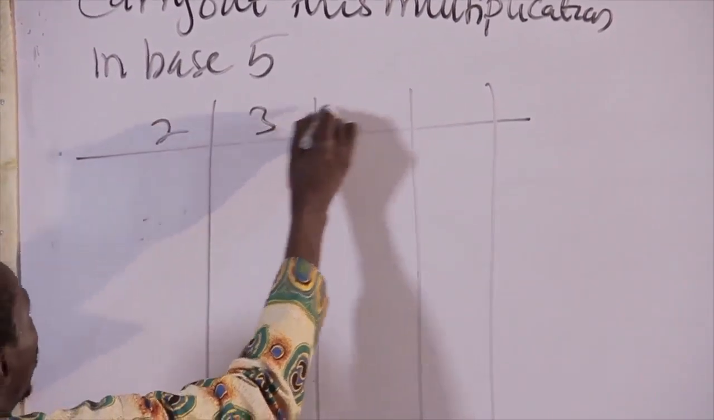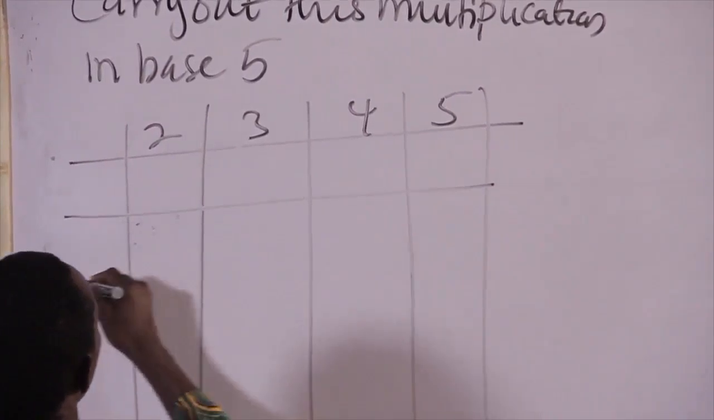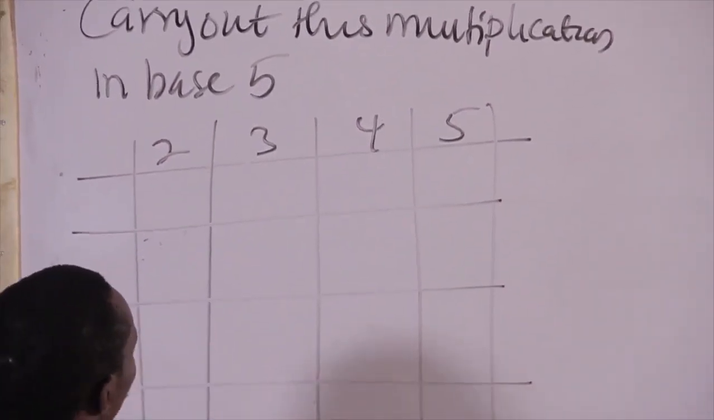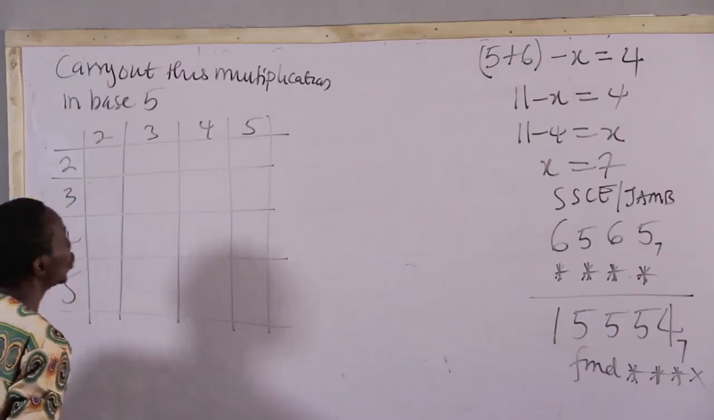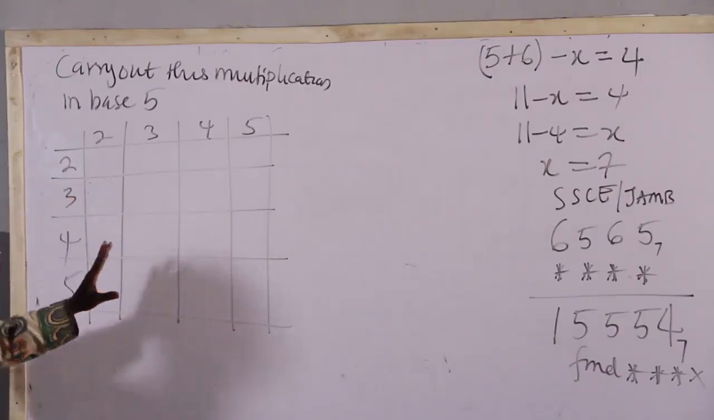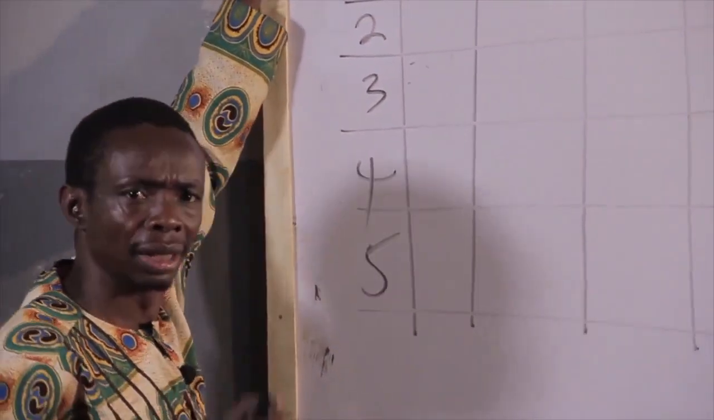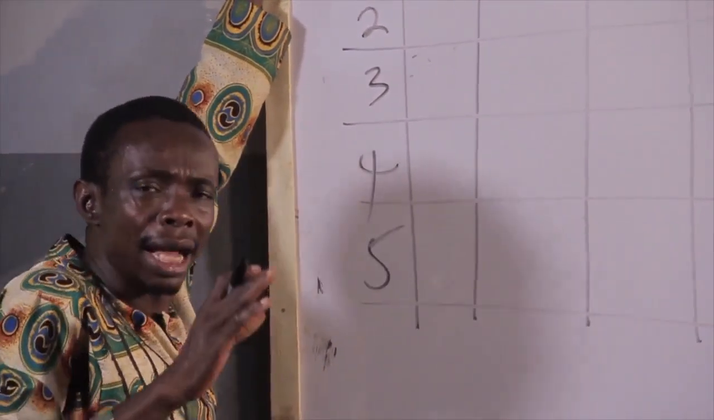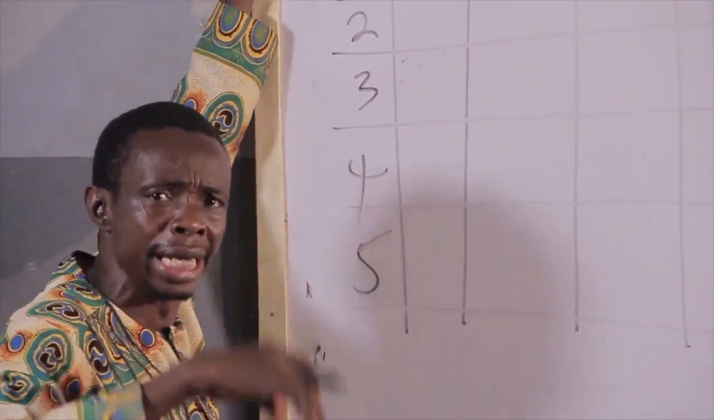This is 2, 3, 4, 5, and this is 2, 3, 4, 5. I want to carry out a multiplication in base 5. Any answer that is not up to 5 will be written. Any answer that gives 5 or above 5, I will ask myself, how many times can 5 go in that number?